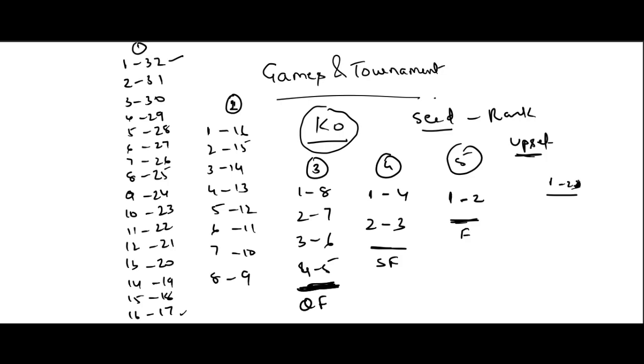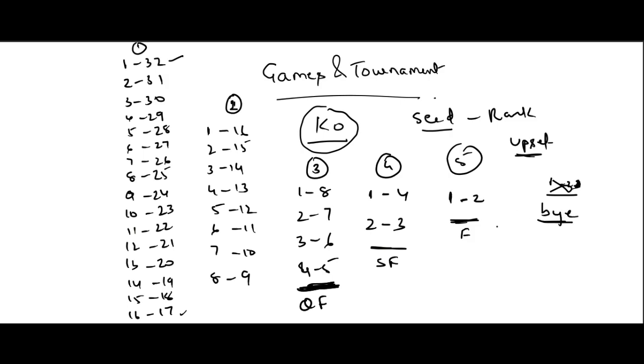Even in a match between 1 and 2, if 2 wins against 1, then also it will be considered an upset. So upset is basically whenever you beat a team better than you in terms of rank, it is always called an upset. And the third term is called bye.